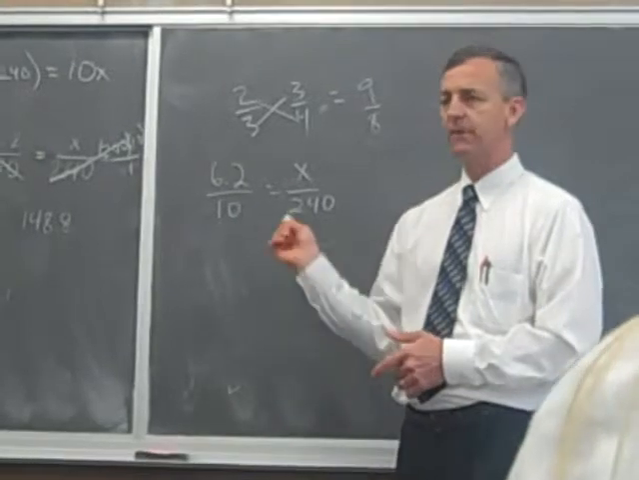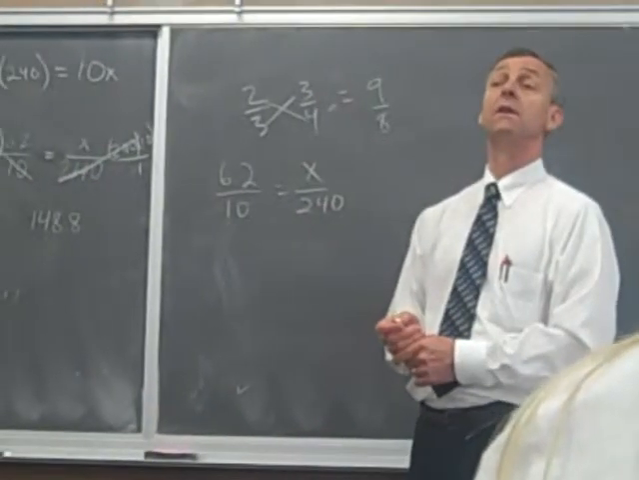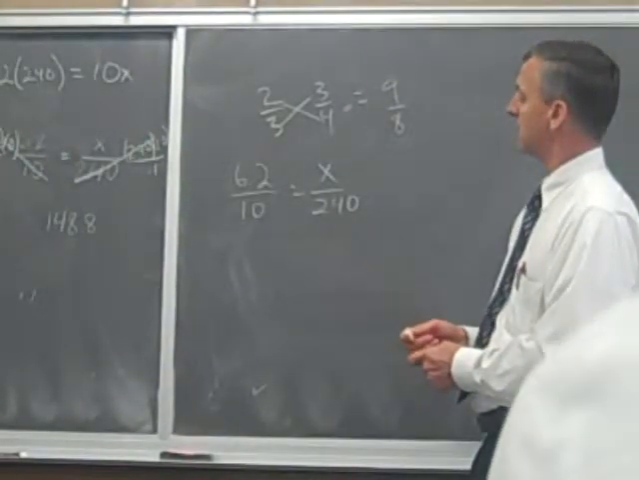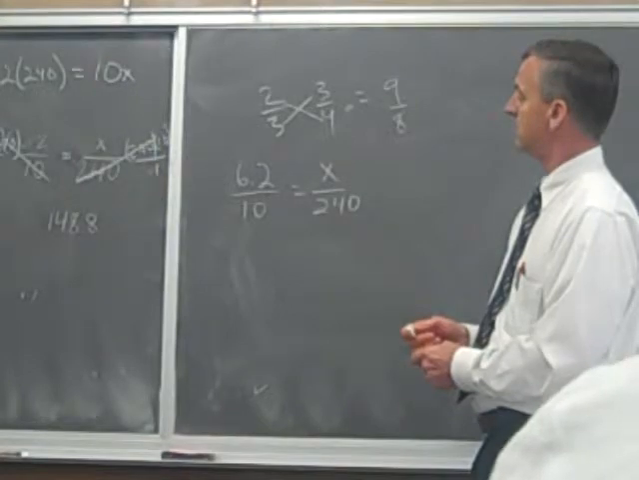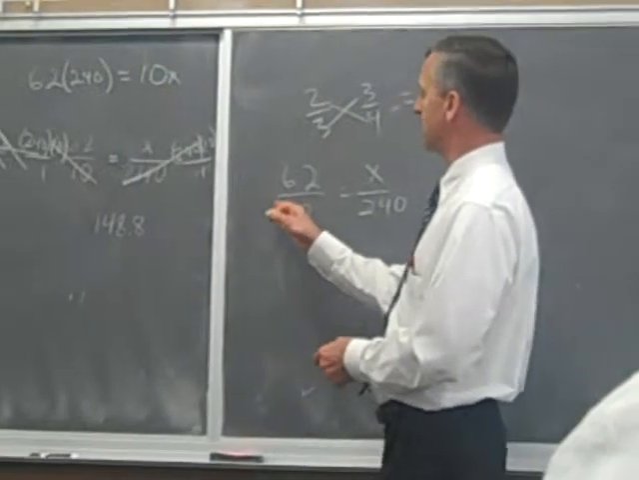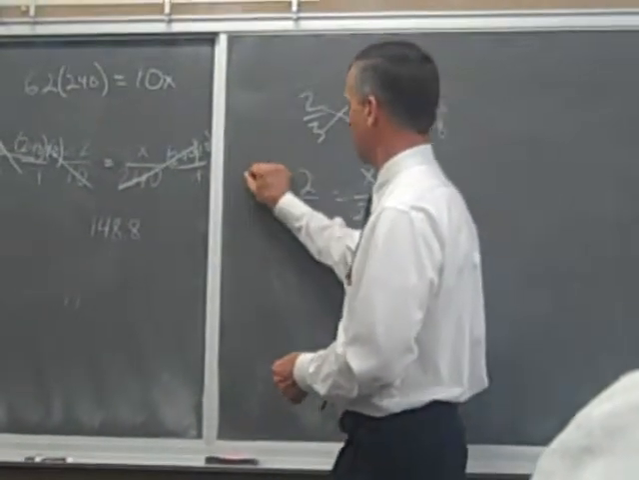How else could we solve this? Does anybody have any idea? My first thought was multiplying by the reciprocal. I don't know if that works. What do you mean? So I cancel out one side? Or, I don't know. So you're saying multiply both sides by 10 over 6.2? Yeah, I don't know if that works, but that was one of my first thoughts.